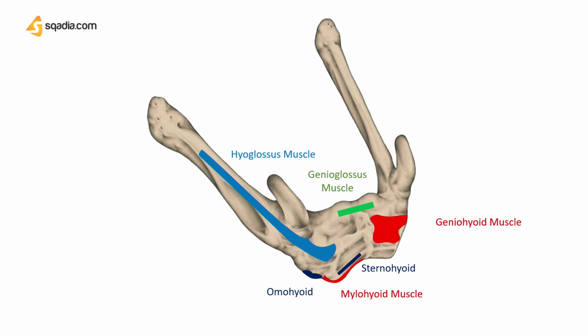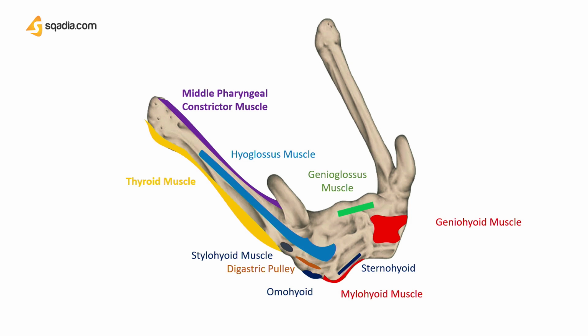The lateral border of the greater cornua provides attachment to the stylohyoid muscle, the digastric pulley, and thyrohyoid muscle. The medial border of the greater cornua provides insertion to the middle pharyngeal constrictor muscle.